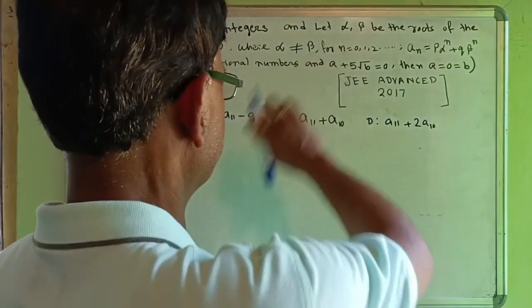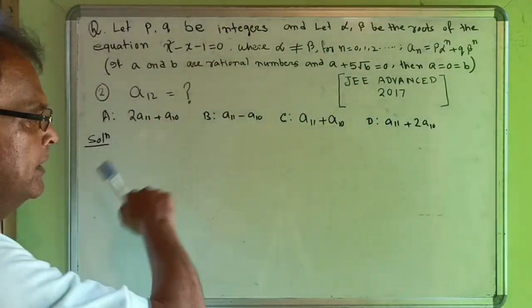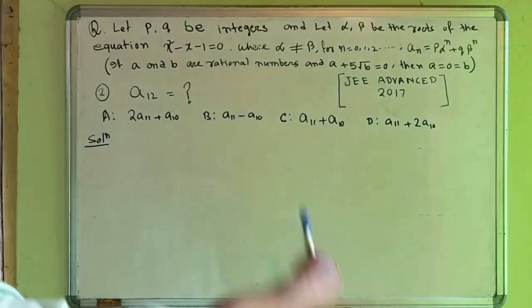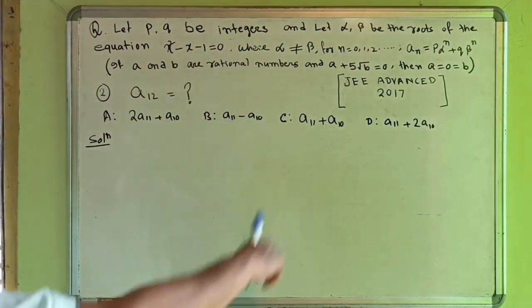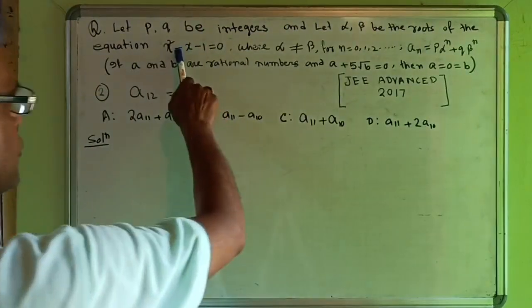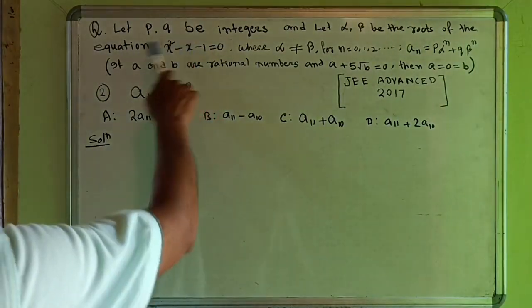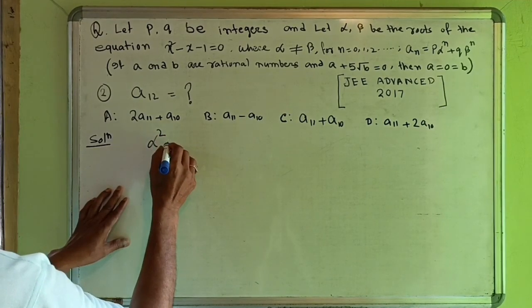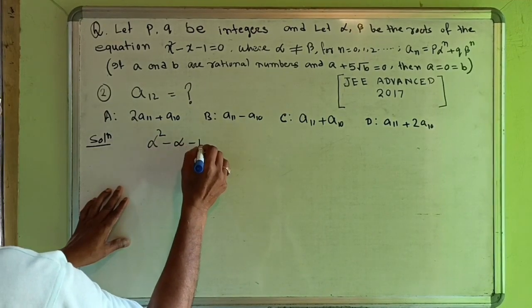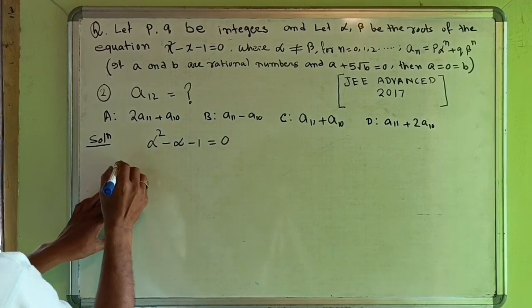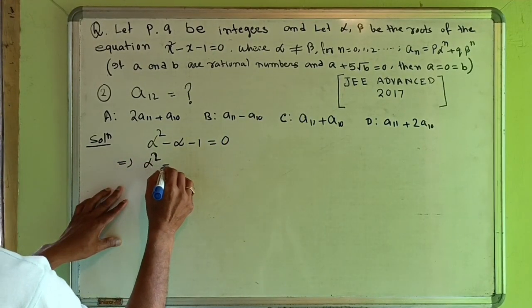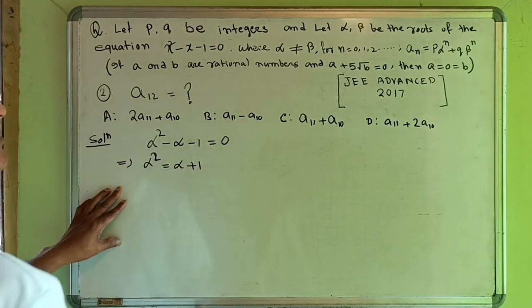Discuss the same type of problem from the previous class, the same questions. That is this question. Now we have to find a12. The options are given. Now we discuss this in detail. Here alpha and beta are roots of this equation, therefore alpha will satisfy this equation. Therefore we get alpha square minus alpha minus 1 equal to 0. This implies alpha square is equal to alpha plus 1.